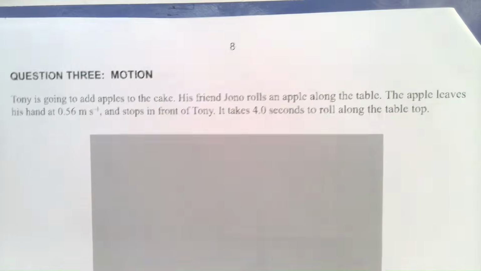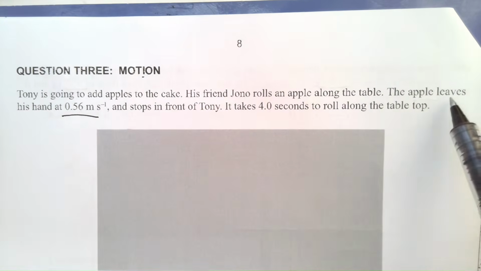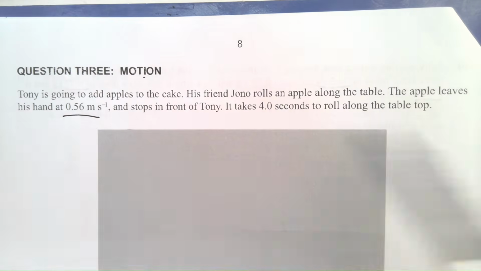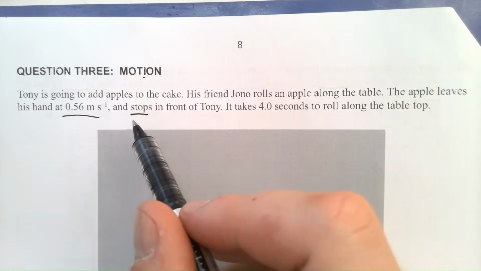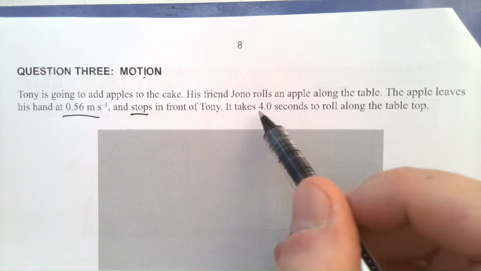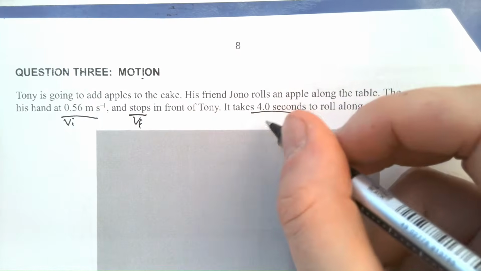Question A is to calculate the acceleration of the apple. Now, I forgot to underline them. This is a bit of a clue in itself, but we have a starting speed. This is the velocity at which the apple left his hand, and it comes to a stop, so its final velocity is going to be 0. It takes 4 seconds to roll on the tabletop. I'm just going to add in my various algebraic symbols just to make it crystal clear to me. We're looking for acceleration, so I need one of the equations of motion that contains VI, VF, T, and A.